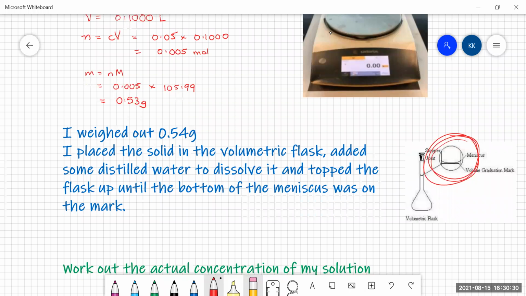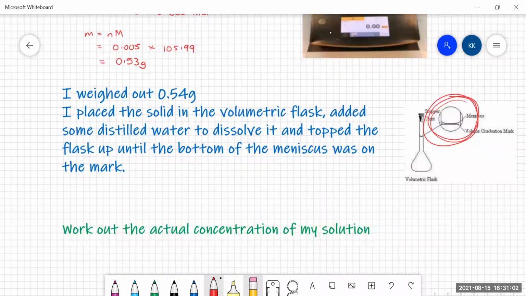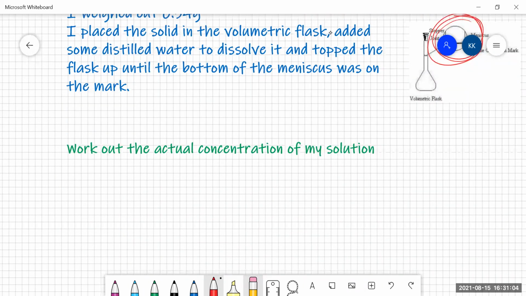It's just a disaster. So make sure that when you do that final addition to your volumetric flask, you use a dropper to just go drop by drop by drop, so that you can get the bottom of the meniscus exactly on the mark. Okay, so I've done that. I've put the stopper on, inverted it several times so it's of even concentration. But now I need to actually do the calculation to work out exactly what the concentration is of that solution.